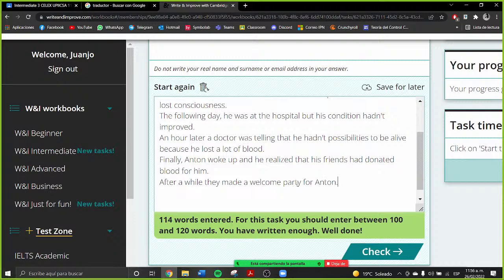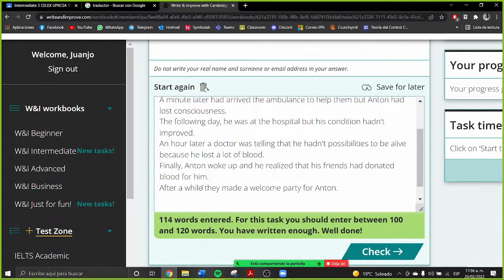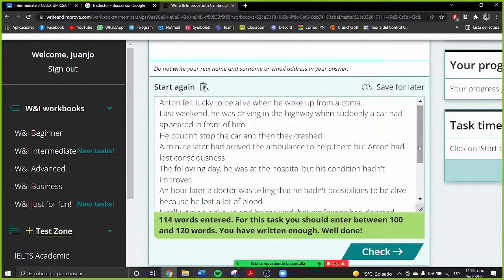Y listo, creo que listo. It's all, ¿no? And after a while, I comment. Ok. Listo. Aunque vamos a leerlo otra vez. Me dicen cuando lo baje.